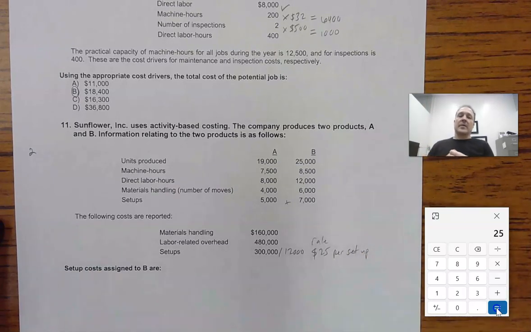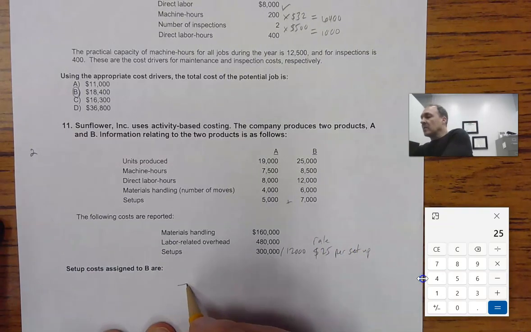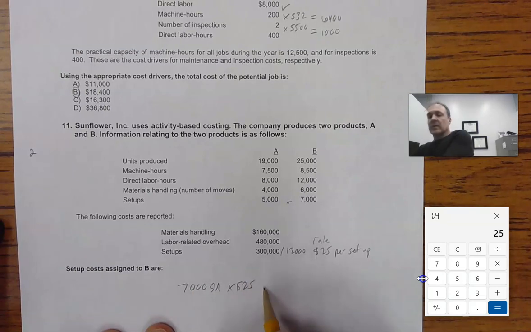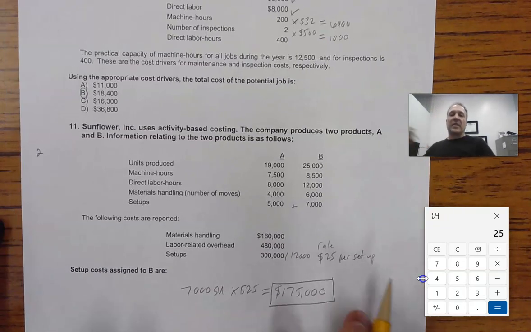Okay, and then because we're only being asked about product B, we're going to say our anticipated costs, or the portion of this 300,000 that product B is responsible for, is 7,000 setups times 25. Okay, so very, very simple. 7,000 setups times the $25 rate, and I believe that's going to give us 175,000.